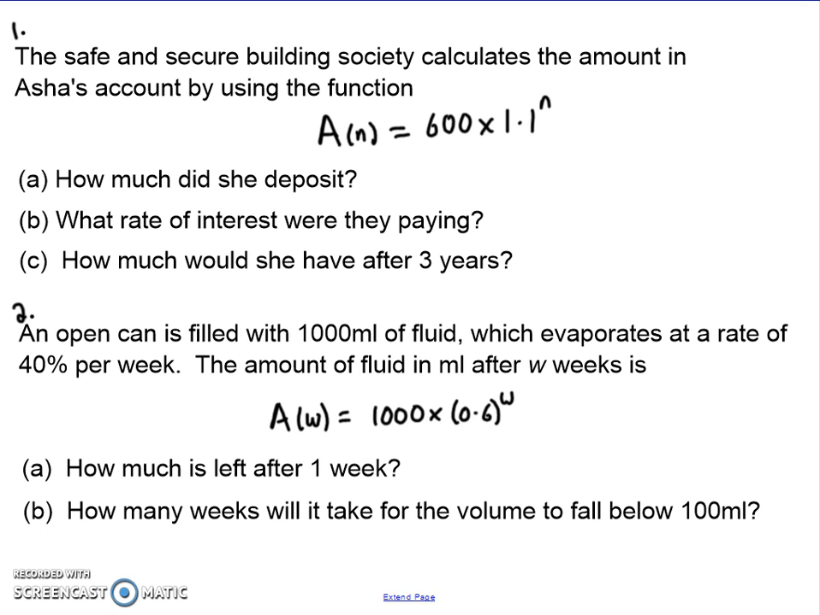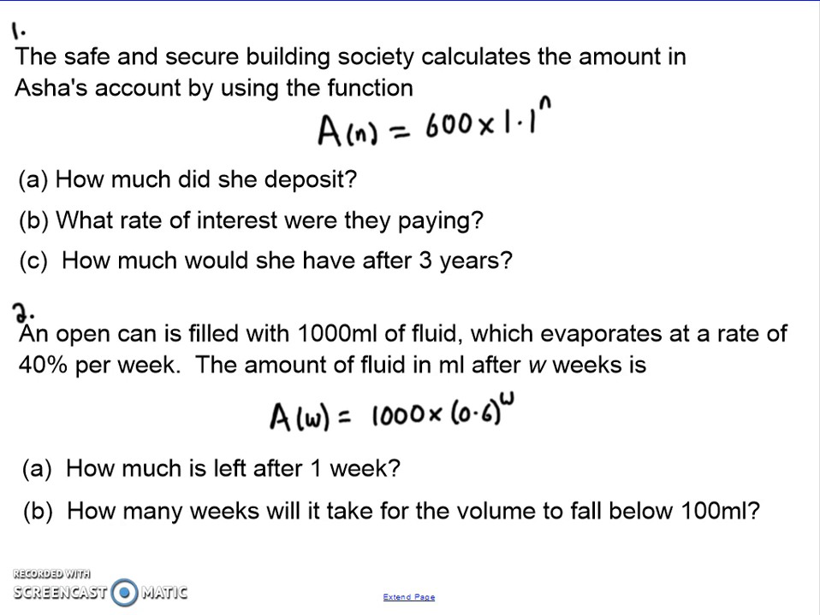First one, Safe and Secure Building Society calculates the amount in Aisha's account by using the function A of n equals 600 times 1.1 to the n. Three parts to this one. First, I want to know how much she deposited. Second is what rate of interest were they paying. And the third one, C, is how much would she have in the account after 3 years.